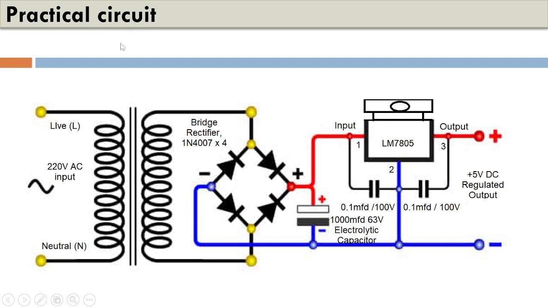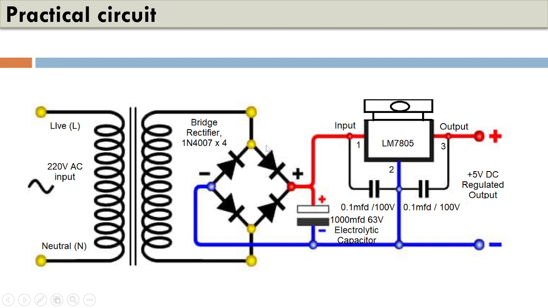Now this is a practical circuit that we can see here. This is the step down transformer, and this is the bridge rectifier using four diodes. Here we are using a 1N4007. It is capable of handling the line frequency. Usually, our line frequency in Asia, in our country, is 220 volts and 50 hertz, and this diode is well capable of handling the line frequency, which is 50 hertz.